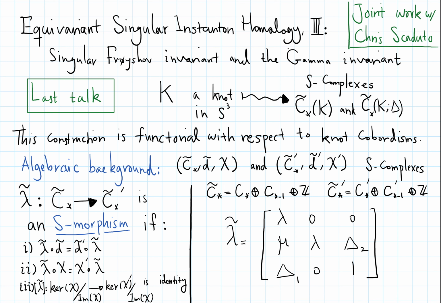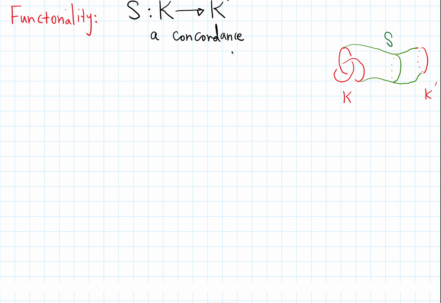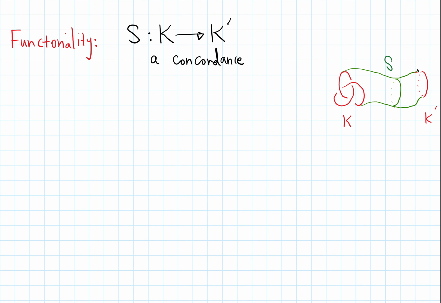After sorting out the definition of S-morphisms in the algebraic picture, now we can talk about the functoriality of singular instanton Floer homology. So fix two knots K and K prime and a concordance from K to K prime. This means that we have a properly and smoothly embedded surface S inside an interval times S3, where the boundary of S is equal to the union of K and K prime.